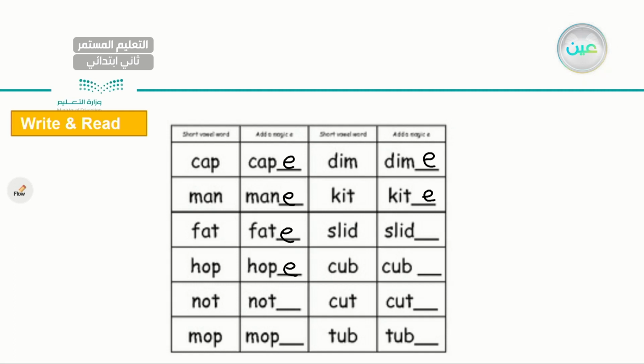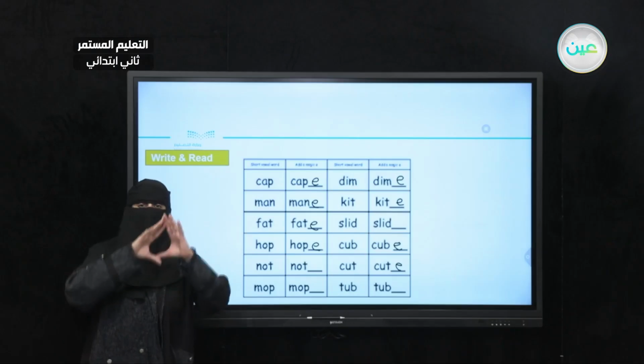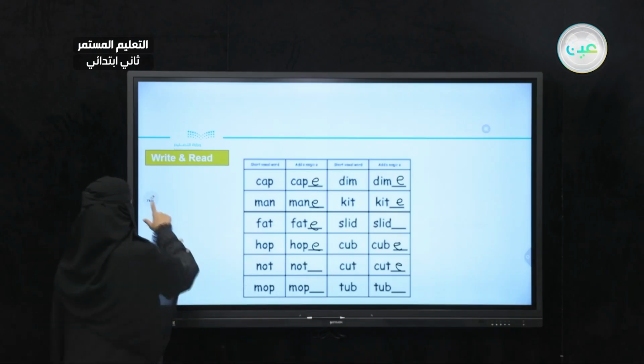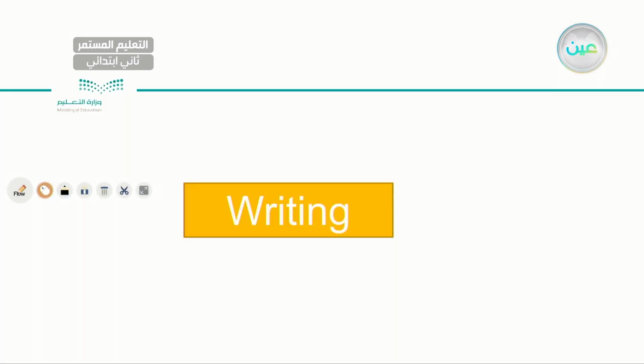Okay, let's go to the U. For example, cup, cube, cut, cute. As you can see, some have a short and some have a long sound. Vowels are very important, okay? When I add E at the end of the word, it is a long sound. Let's go to the next slide.